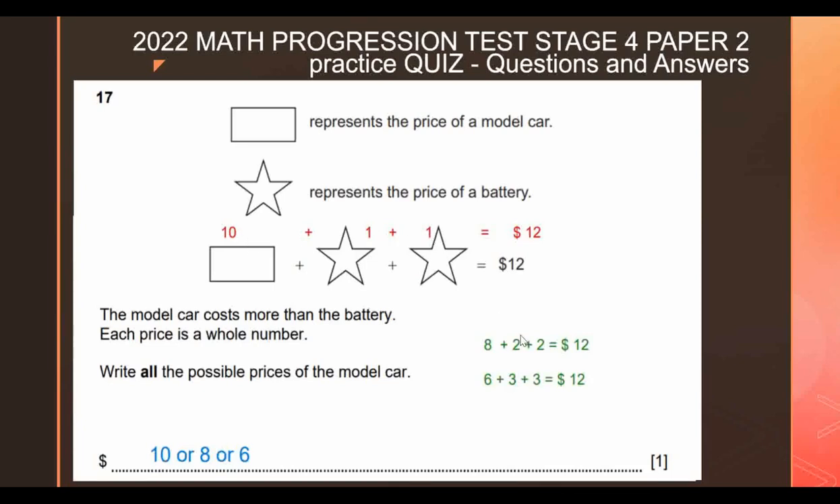If we put 2 for the battery, it should be 8 for the car, and if we put 3 for the battery, it should be 6 for the car. And if we put 4, it's not possible, as 4 plus 4 plus 4 will be 12. The rule is the car costs more than the battery. So these are the 3 possibilities. All the possible prices of the model car will be 10 or 8 or 6. Let's move on.